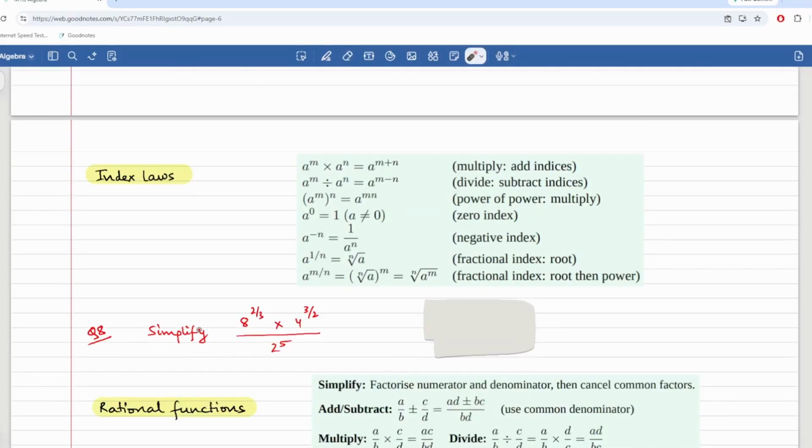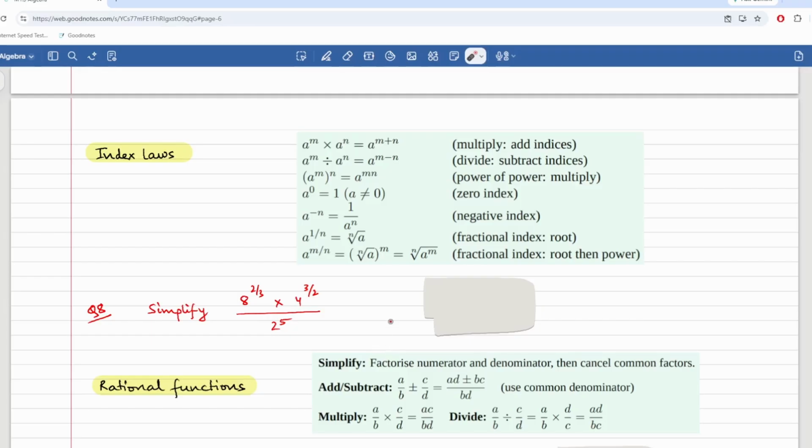Okay, now we move on to rational functions. In fact, I should change the title. These are not rational functions, these are mostly fractions. That makes more sense.